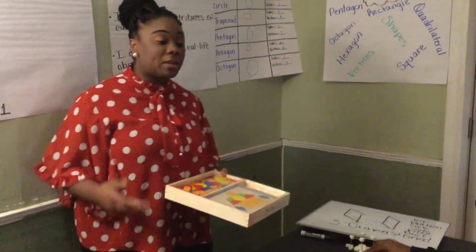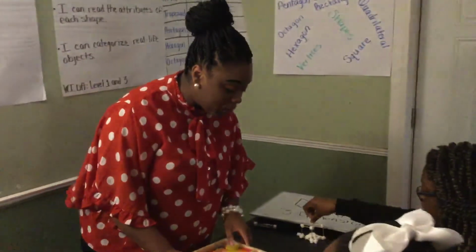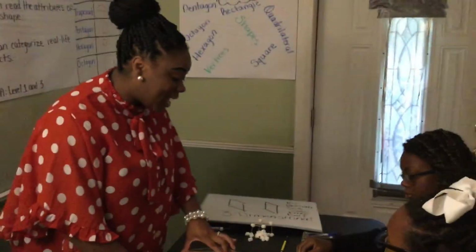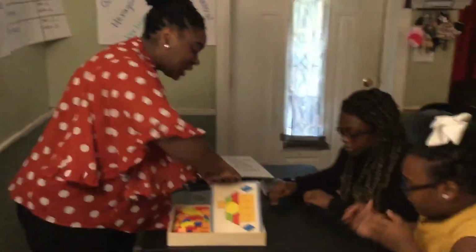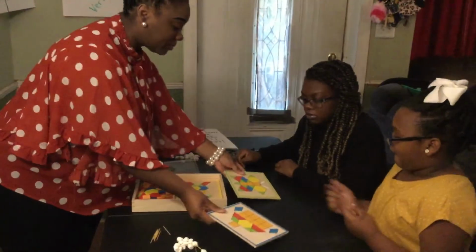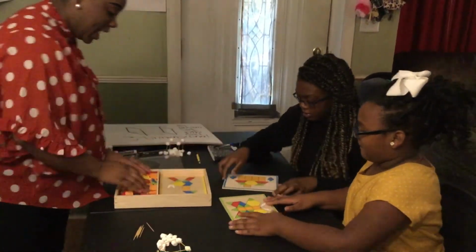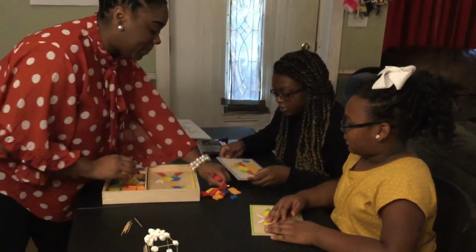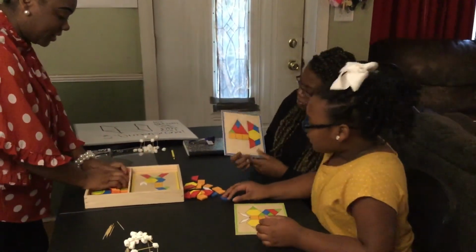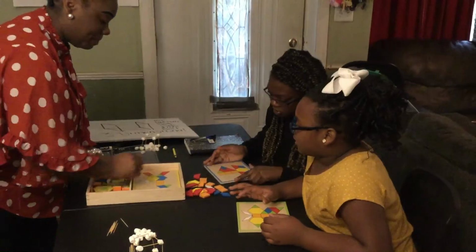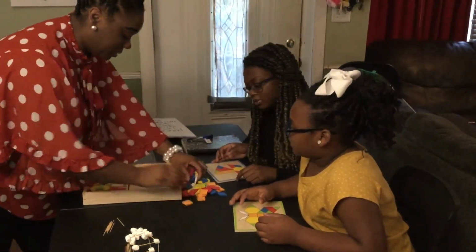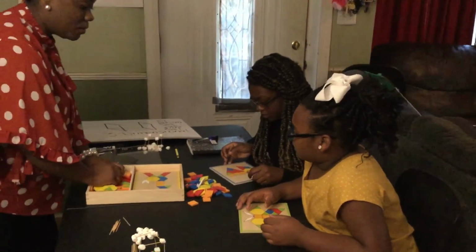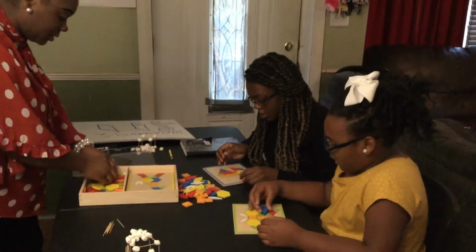And as you're playing with the shapes, I want you to talk about them. I want you to talk about how many sides, how many vertices, everything that you see. And then you get to fit them into your shape. Get you some pieces. And if you need any more, you just pull them from here, okay? Okay.